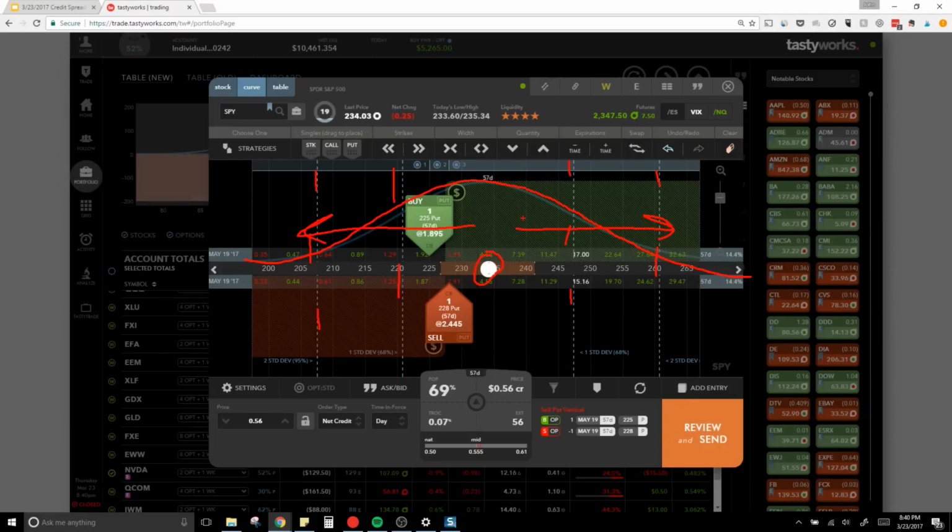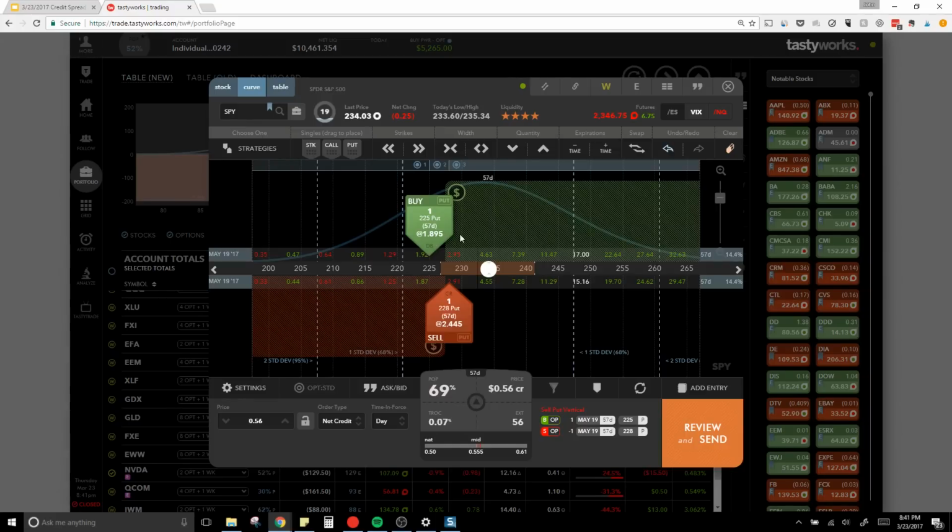So by moving it further down, you're getting further and further out on the probability spectrum, which means it's more and more likely that it's going to stay within that green range. But everything in options is a trade-off. You can't have a free lunch.